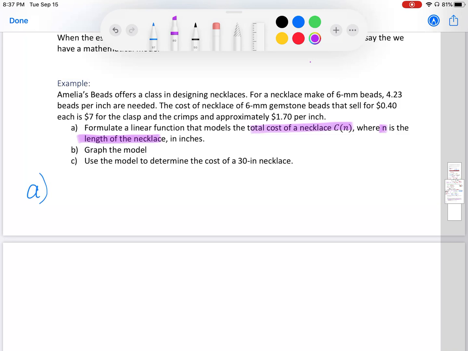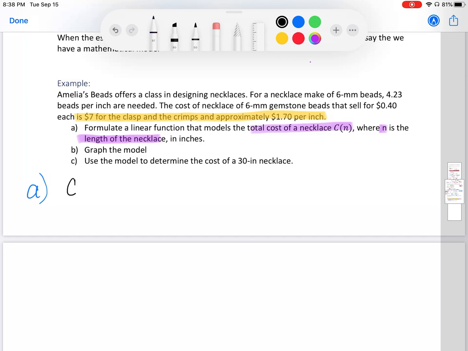Okay, do we have anything that's talking to us about the cost of the necklace with a length? And we do, right? That last line. It costs $7 per clasp and $1.70 per inch. So that's where we're going to get our equation from. And yes, all those other numbers seem like they're meant to confuse you, but they really are just building our story.